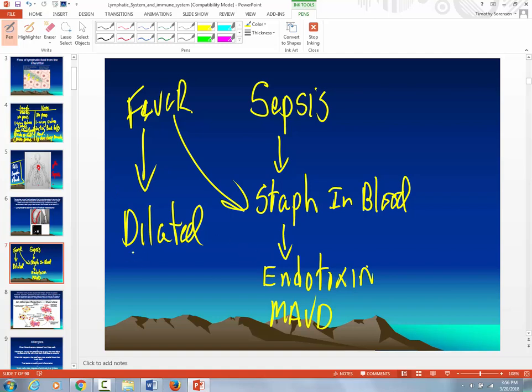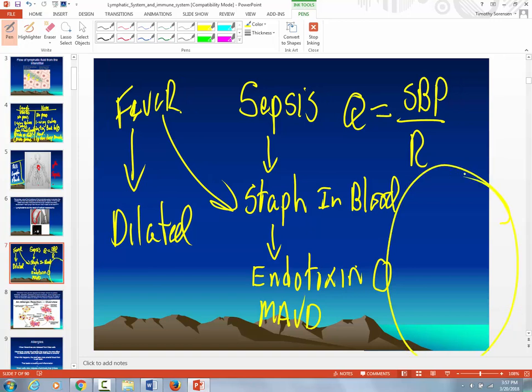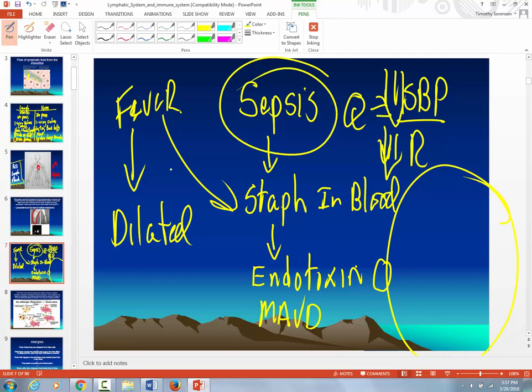Where's the massive arterial vasodilation? Everywhere. You got staph in your blood, it released endotoxin, and then you got a fever. So what happened to all of your arteries throughout your body? So what happens to resistance to arterial blood flow? It goes way down. So what happens to your systolic blood pressure? Goes way down. And if you don't have a mean arterial blood pressure of at least 60, you are in shock. What caused the shock? Bacteria in the central circulation. And that's called septic shock.